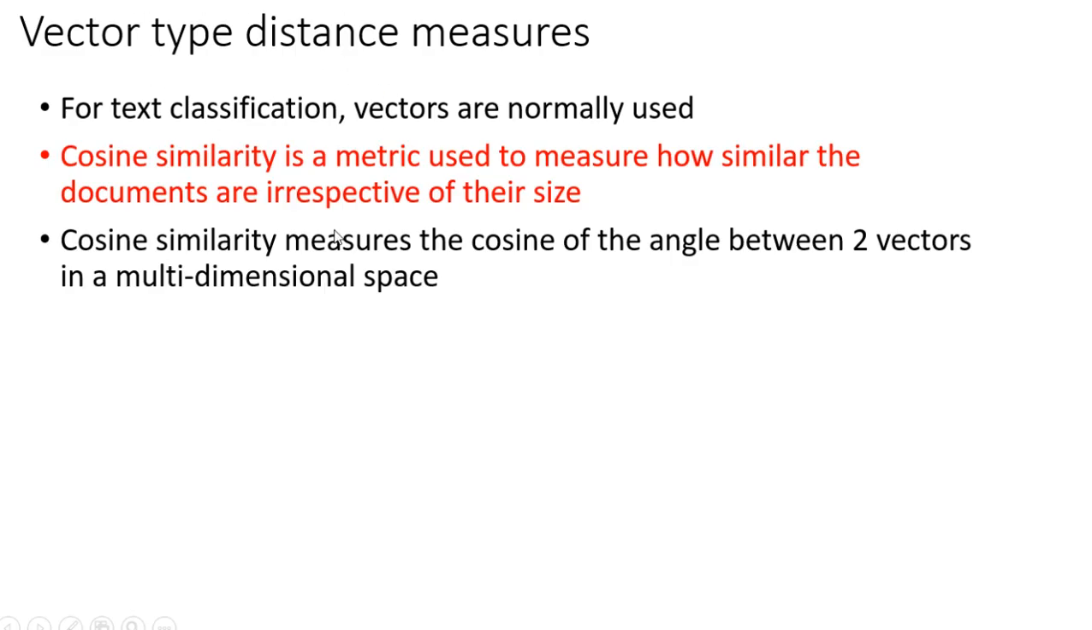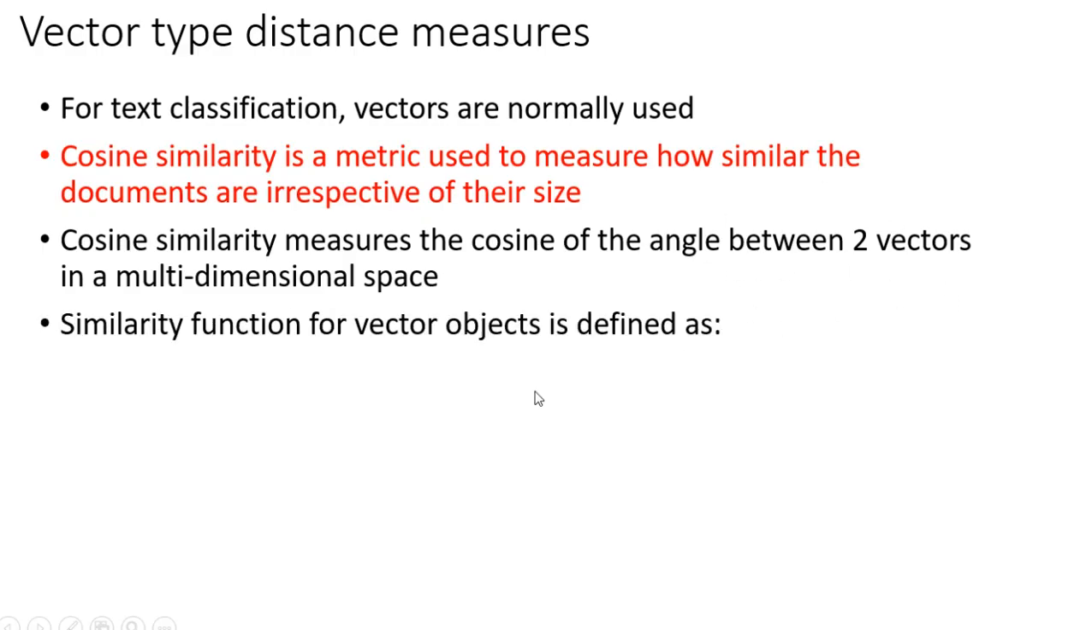Why it is called vector type is that I am finding the similarity between two things irrespective of the size. As the name itself says, cosine similarity, I am going to find the cosine of the angle between the two vectors in a multi-dimensional space. So I have two vectors, I find the cosine of the angle between the two vectors, and this is the formula for cosine similarity. This is a very commonly used metric. It has lots of applications. You also use it for text classification. It's just one example. You can use cosine similarity in many cases.